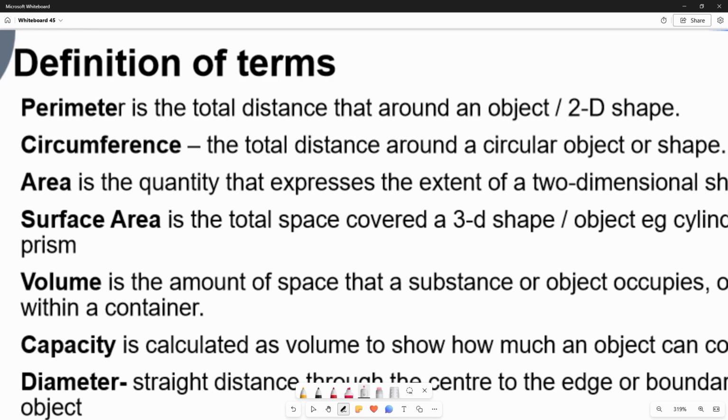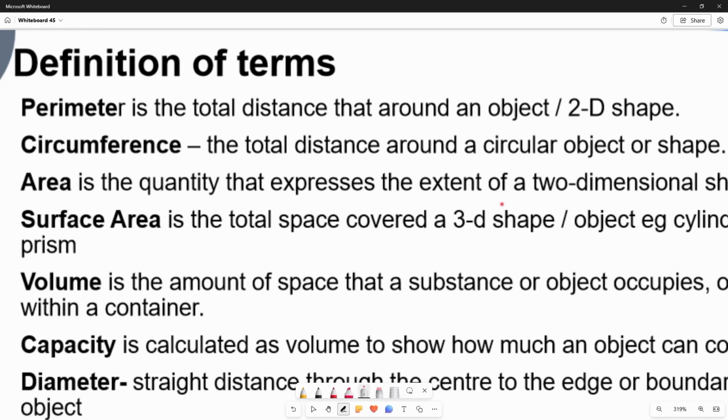We call it circumference. The other term we're looking at is area. What is area? This is the quantity that expresses the extent of two-dimensional shapes or objects. We can also say area is the space covered. We use the word covered, the space covered by an object.